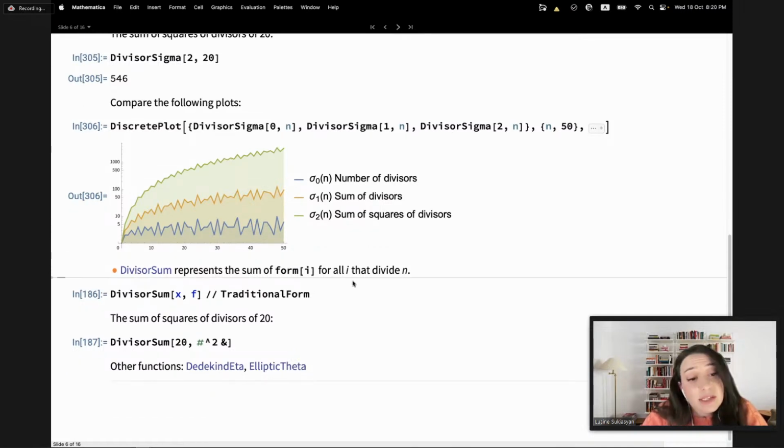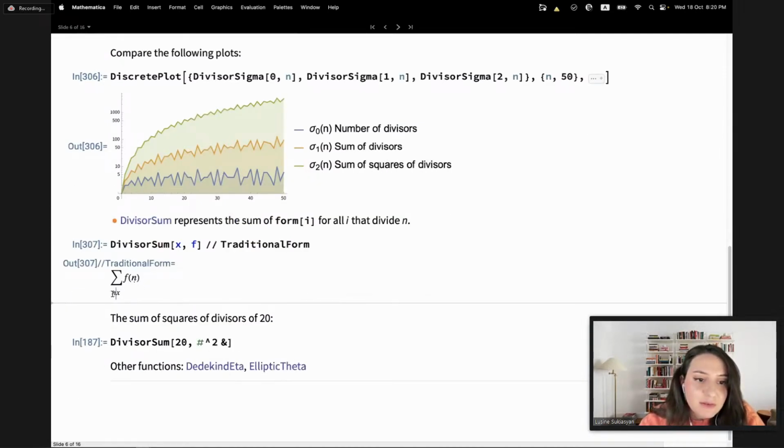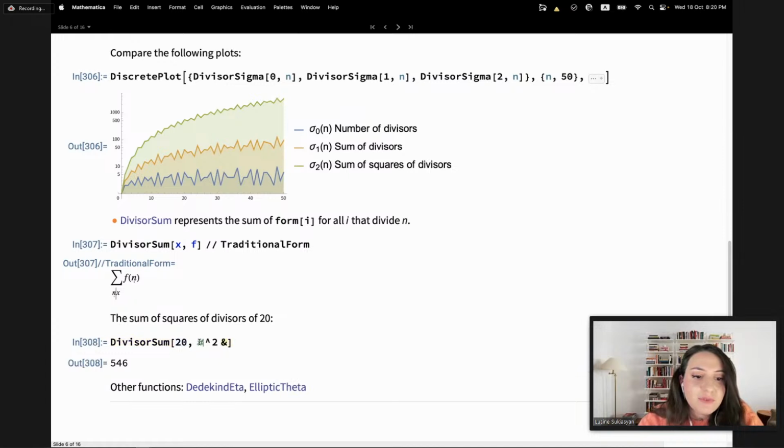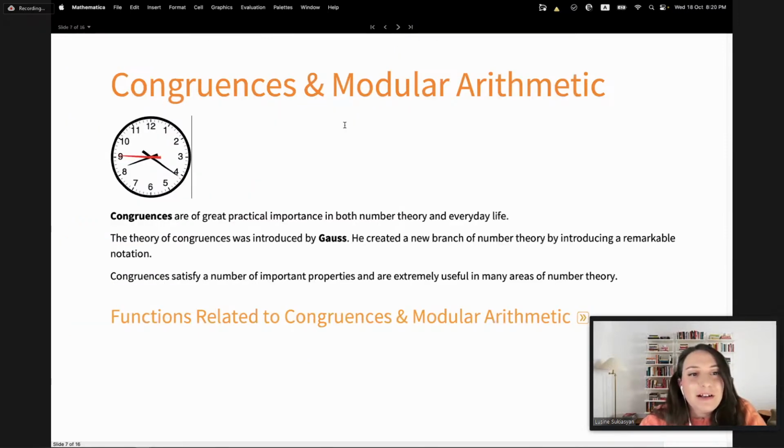And DivisorSum represents the sum of a function f[e] for all e that divide n. It's basically a sum over all the divisors of a number, like this, right? For all the divisors of x. And we can use it to find the sum of squares of divisors of 20 by doing this with 20, and then we just find the sum of squares of divisors. The other functions here are DedekindEta and EllipticTheta, that you can look at later on your own.